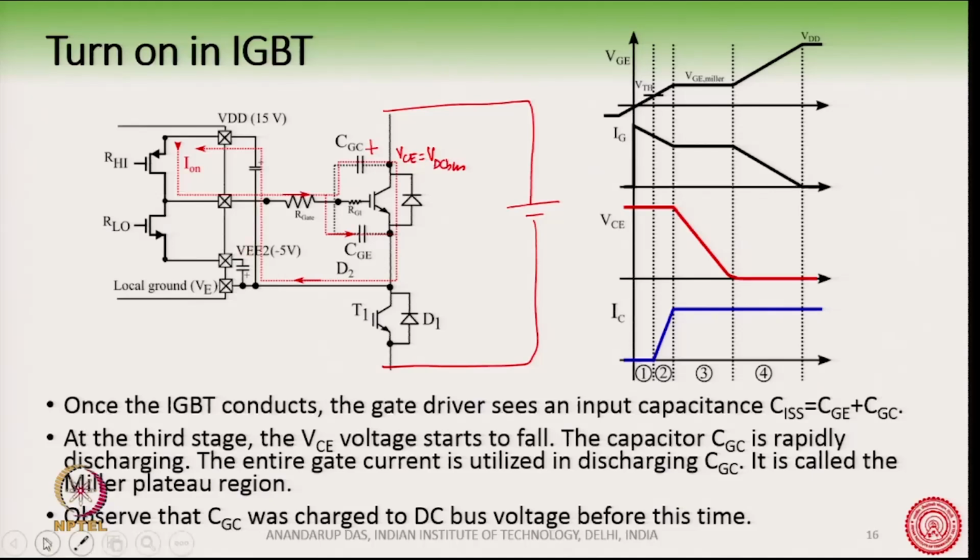So, this is the third region. Again, in the third region there is a power loss. So, the power loss is happening in stage 2 and stage 3, or region 2 and region 3.